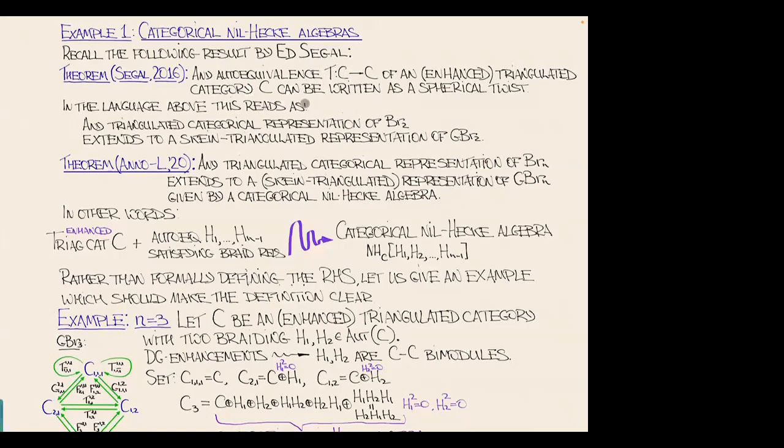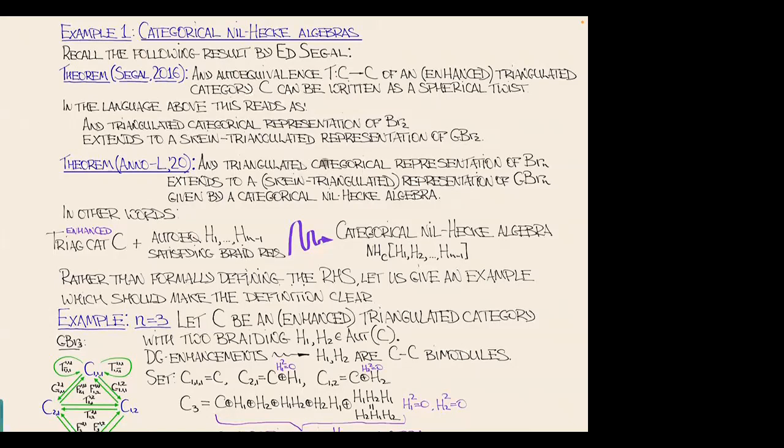Now, in the language above, notice that a spherical functor is a skein-triangulated representation of GBR2. And an autoequivalence, quite trivially, is a representation of the braid group on two strands. The only braids which exist on two strands are the crossing and its inverse. So this theorem can be reformulated as: any triangulated categorical representation of the braid group on two strands extends to a skein-triangulated representation of the generalized braid group on two strands. And what we've discovered, much to our surprise, is that this seems to be true completely generally.